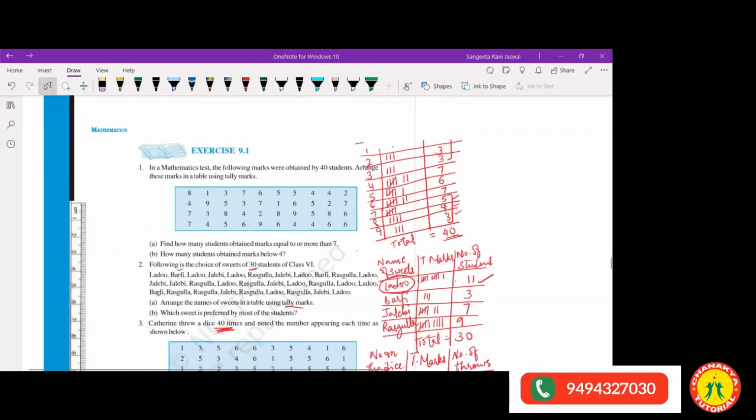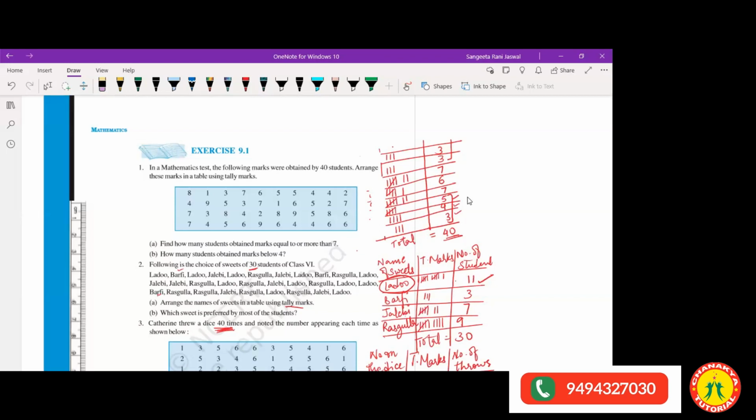Shall I read the question for you? Okay, wait. All of you be ready with your pen, pencil, paper, notebook. You'll have to make this chart. In a mathematics test, the following marks were obtained by 40 students. So these are the marks of 40 students. Arrange these marks in a table using tally marks. You have to arrange all these in the form of tally marks. First you arrange, then we'll work out on these.